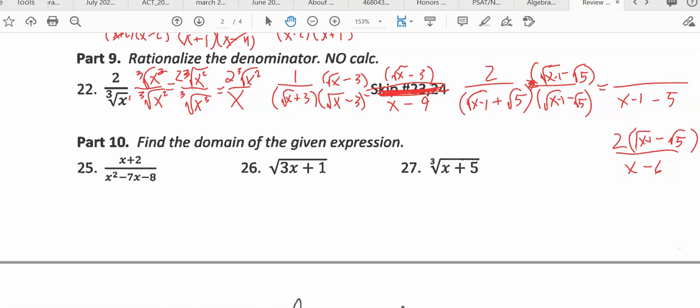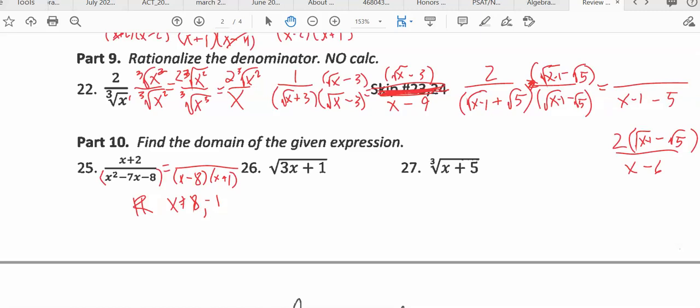Find the domain. So really, I'm just looking at that denominator. If you can factor that, that'll make a big difference here. So x and x, I think 8 and 1, minus and plus. So all reals, but x cannot be 8 or negative 1.